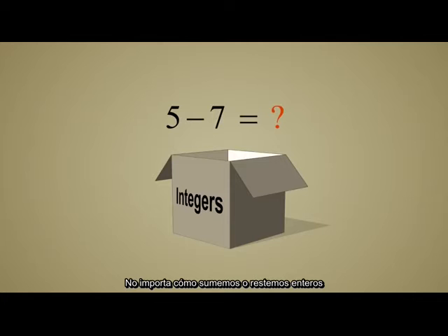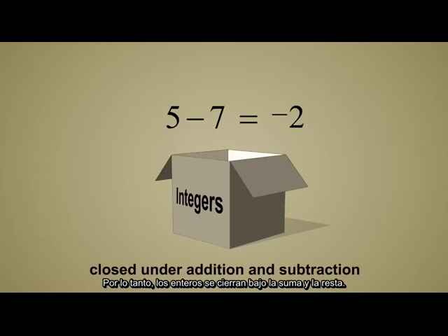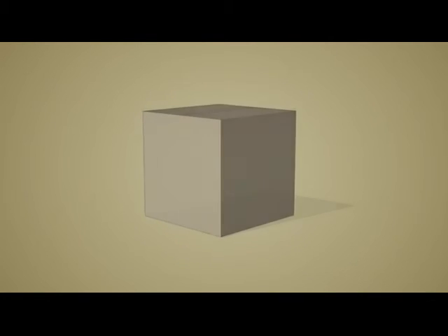No matter how we add or subtract integers, the result can always be represented by some integer. Therefore, integers are closed under both addition and subtraction. You may be wondering what a negative number actually means.